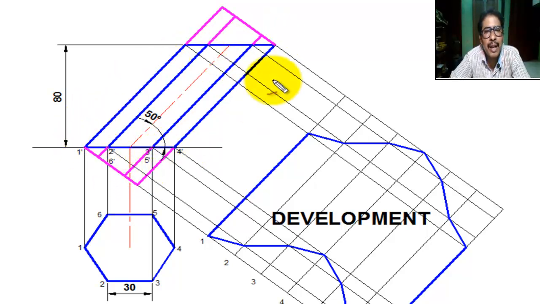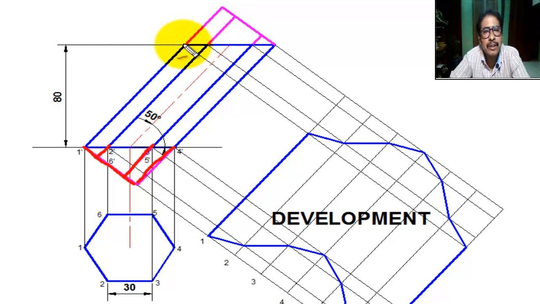This is the oblique prism. It converts to the regular hexagonal prism. Just extend this line and draw perpendicular from this point and extend this line up to this line, extend this line up to this line.